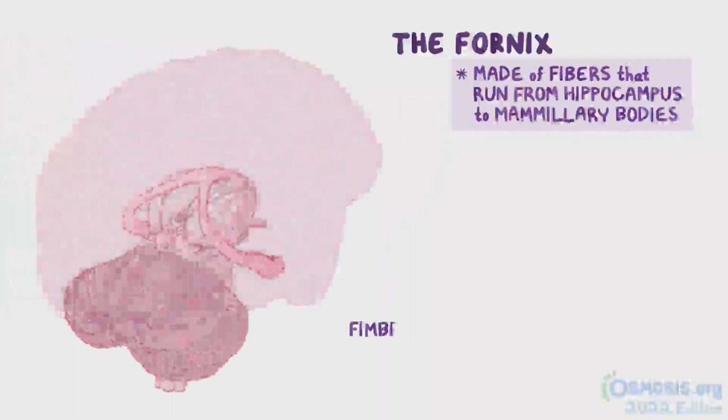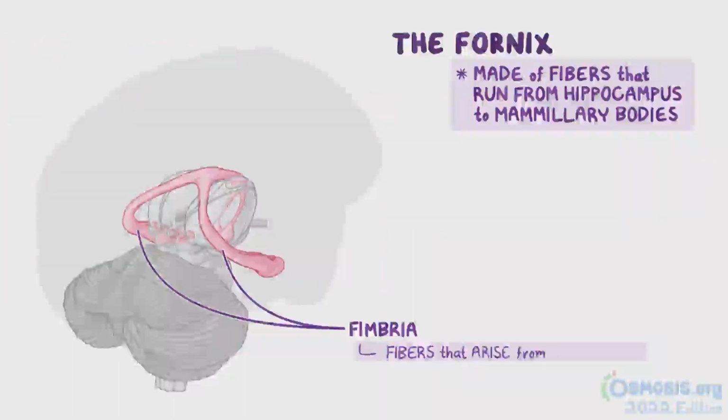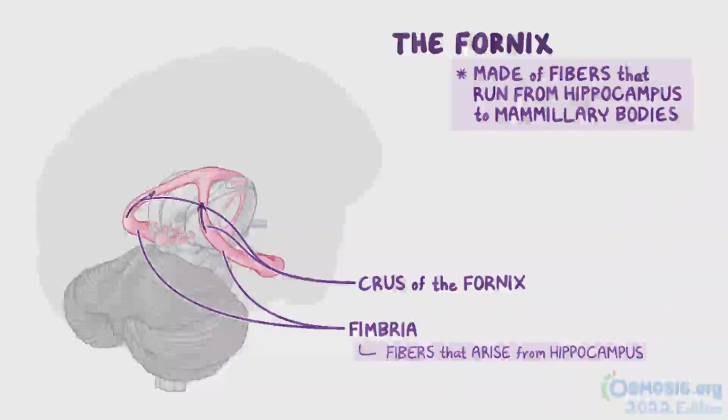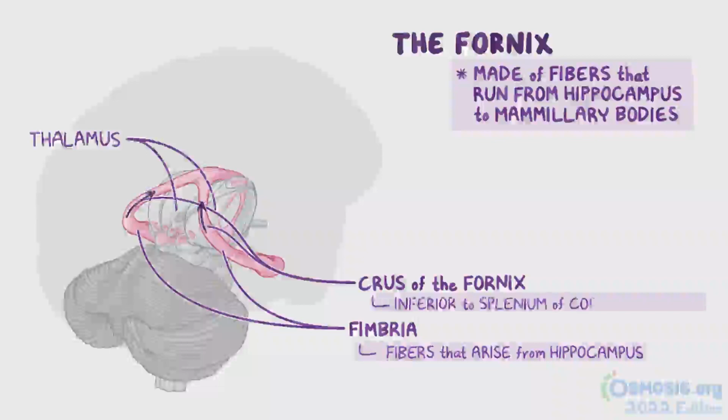First, there are the fimbria, which are fibers that arise from the hippocampus. They gather and leave the hippocampus posteriorly as the crus of the fornix. The left and right crura of the fornix curve posteriorly and then superiorly, passing posterior to the thalamus and inferior to the splenium of the corpus callosum.